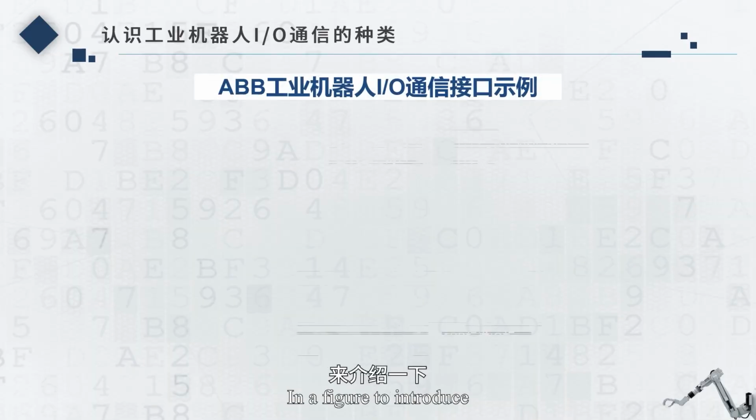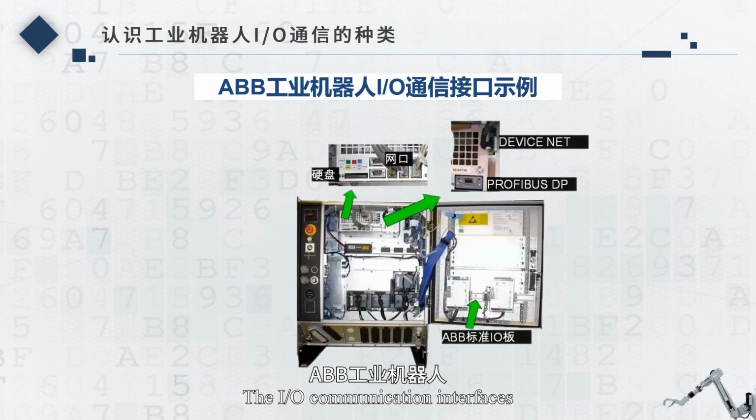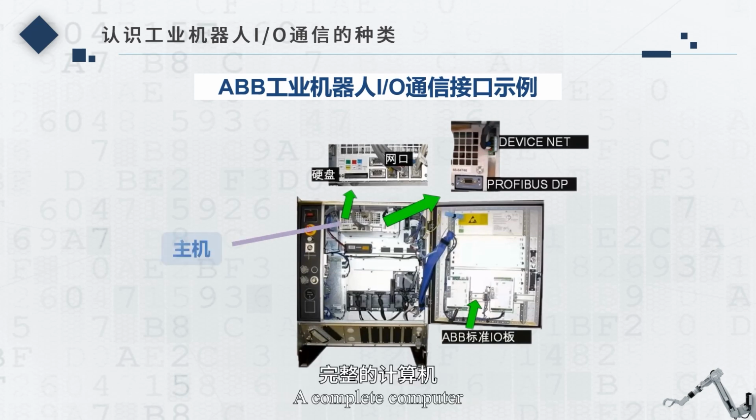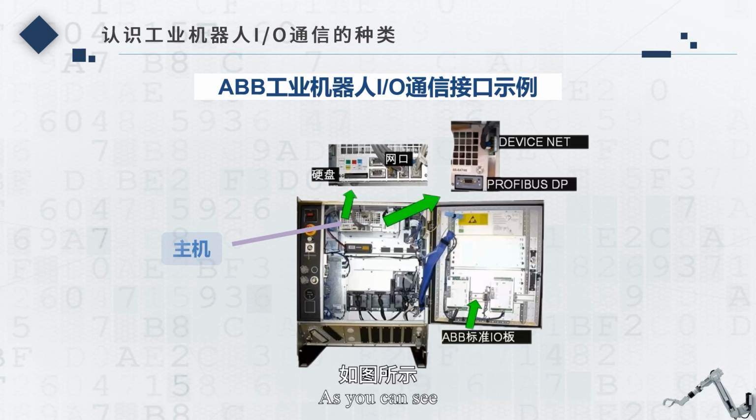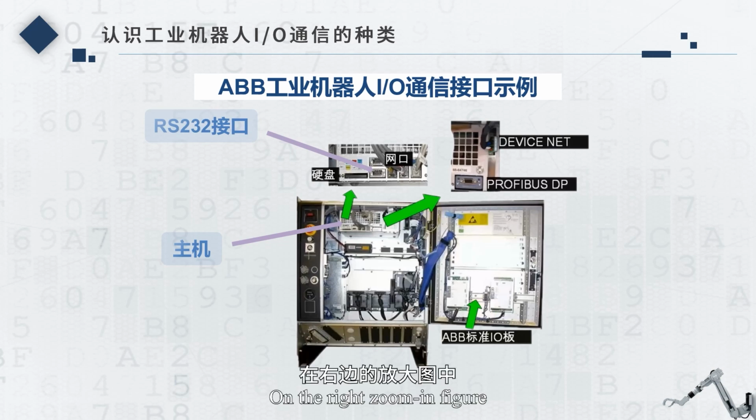Now let's take a look at the figure to introduce the I/O communication interfaces of ABB robots. Open the control cabinet. We can see a mainframe. It is a complete computer with all the essential parts of a computer. We can see two zoomed-in figures at the top of the screen. As you can see, in the position of the hard disk, there is an Internet connection interface and an RS-232 interface.